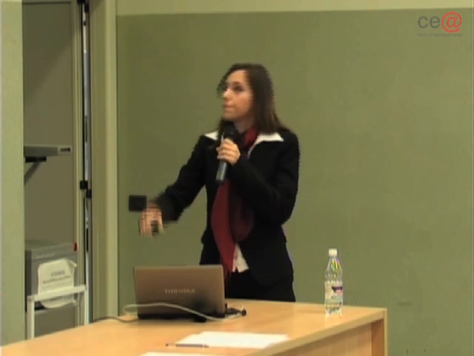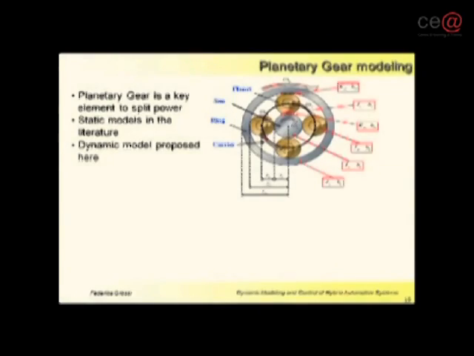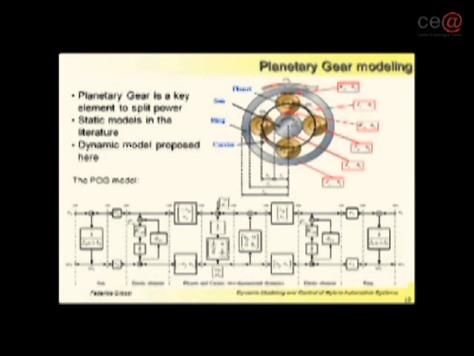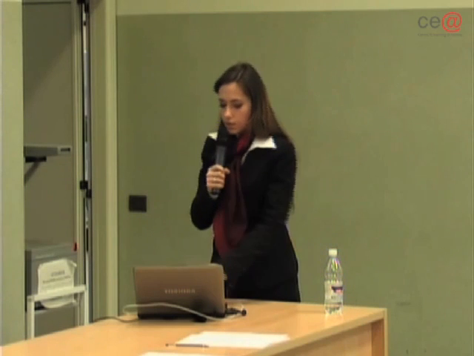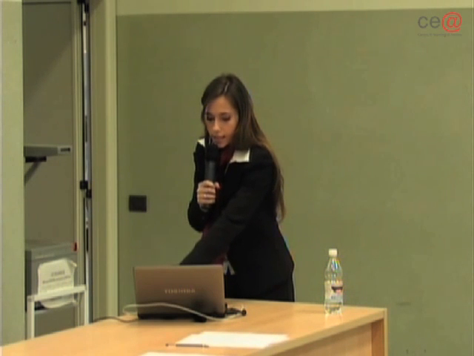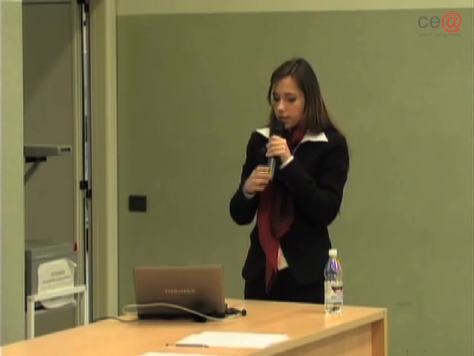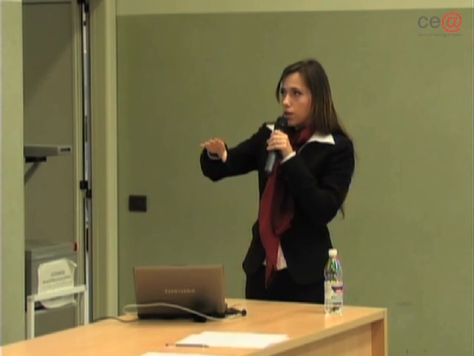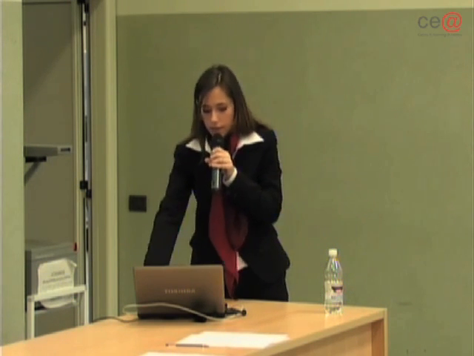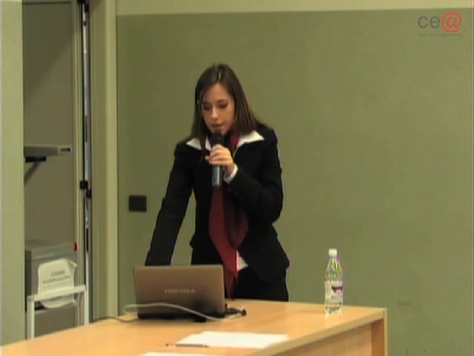This is the system where we find a sun in the middle, some planets, a ring overall, and a carrier connecting the centers of the planets. This is the POG scheme of this system. We can say it is not too simple, but we can see that there's a direct correspondence between the power sections of the scheme and the physical elements. So, for example, here you can see the sun, the elastic element, the planets and carrier, another elastic element, and finally the ring.